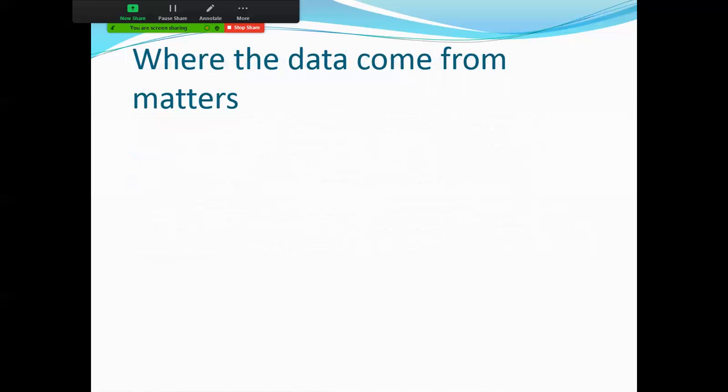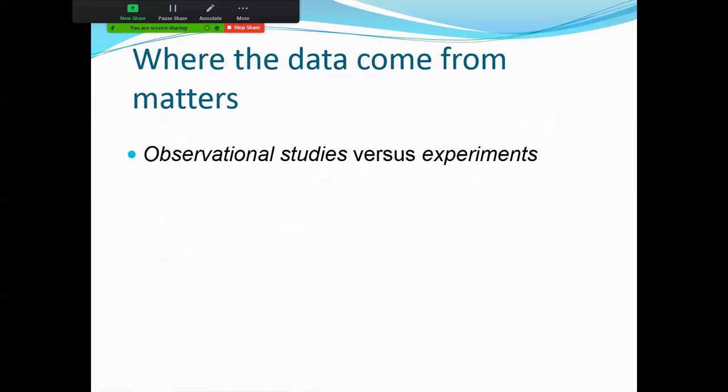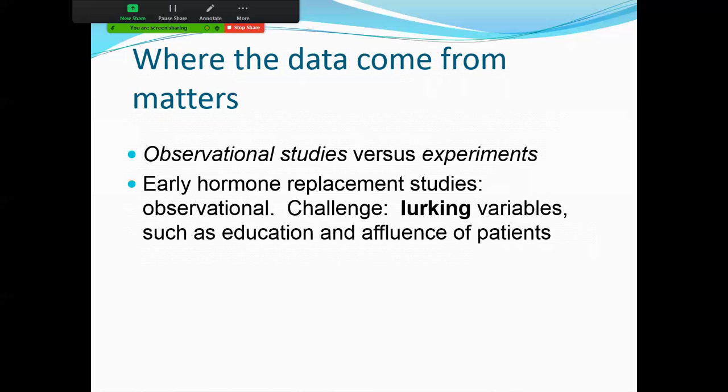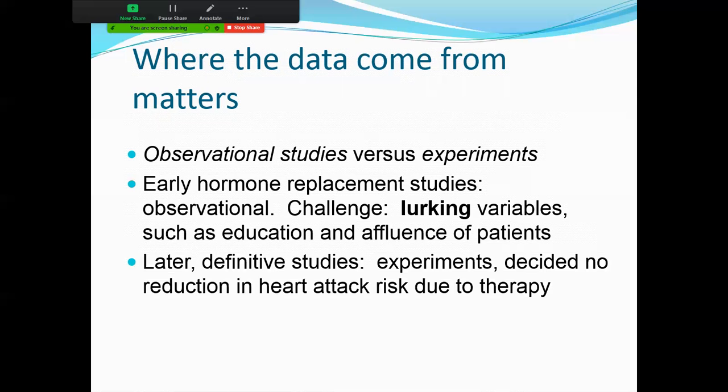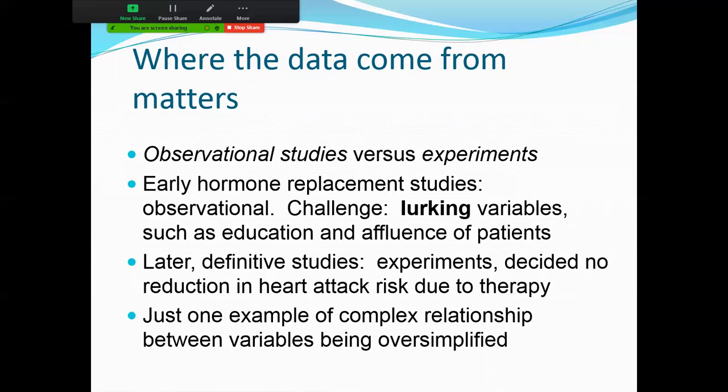Where the data come from matters. Observational studies versus experiments. Early hormone replacement studies are observational. Challenges are lurking variables such as education and affluence of patients. Later, definitive studies are experiments, which found no reduction in heart attack risk due to therapy. Just one example of a complex relationship between variables being oversimplified.